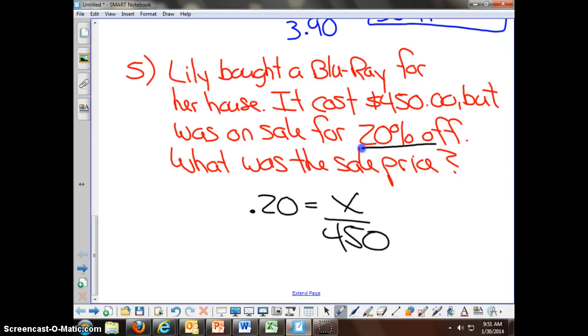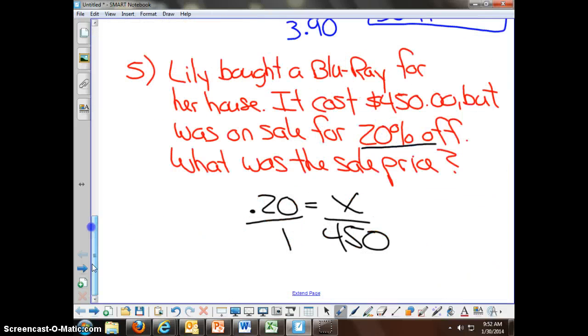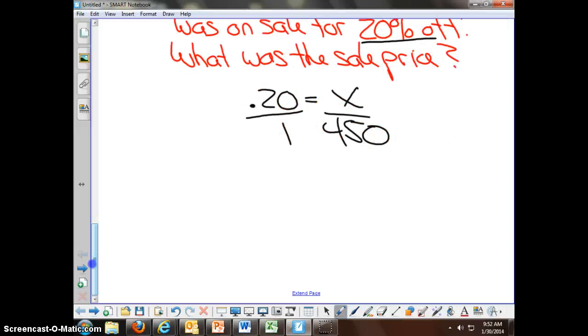We got some algebra, right? We can make that look like that, which is probably a little bit better. If you go back to the original definition, the ratio of the amount of change over the original amount, we're actually dealing with a proportion here. A couple of ratios make a proportion. So let's solve it. What are you doing there? Cross multiplication: x equals 450 multiplied by 0.2.